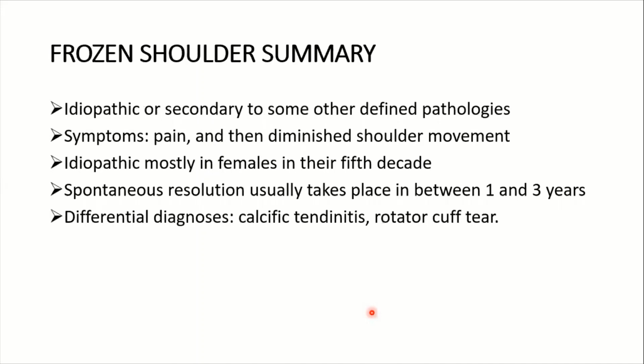So in the last slide, this is the frozen shoulder summary. Let's quickly go through that summary as well. It is usually idiopathic or secondary to some other defined pathologies. Symptoms are pain and then diminished shoulder movement, and the idiopathic form is mostly in females in their fourth or fifth decade. Spontaneous resolution usually takes place in between 1 and 3 years. Yeah, right? There's a spontaneous recovery. Differential diagnosis, DD: calcific tendinitis, rotator cuff tear.